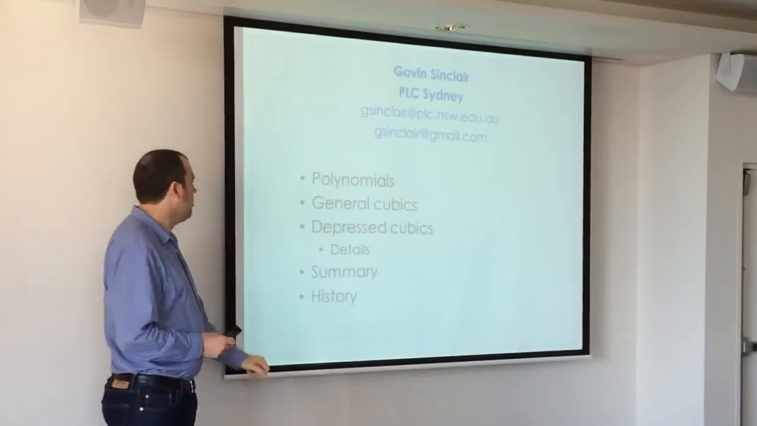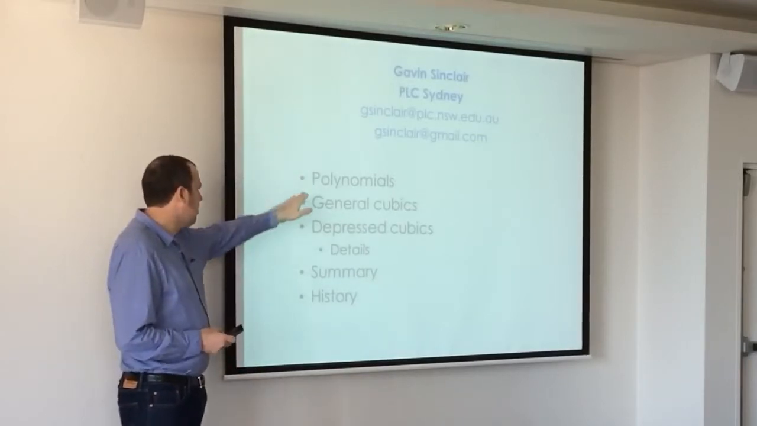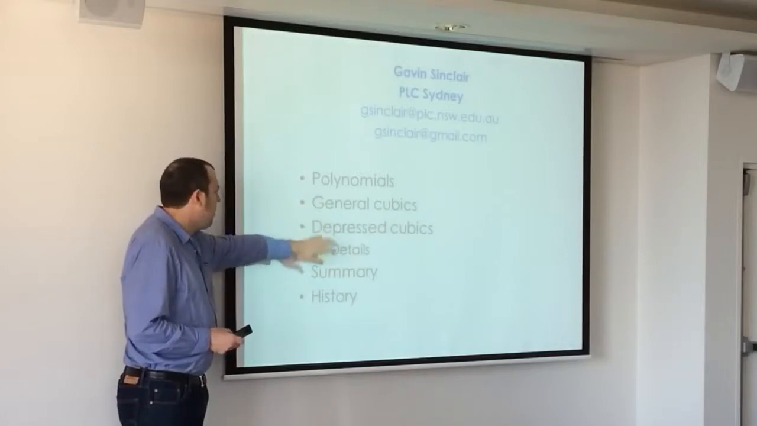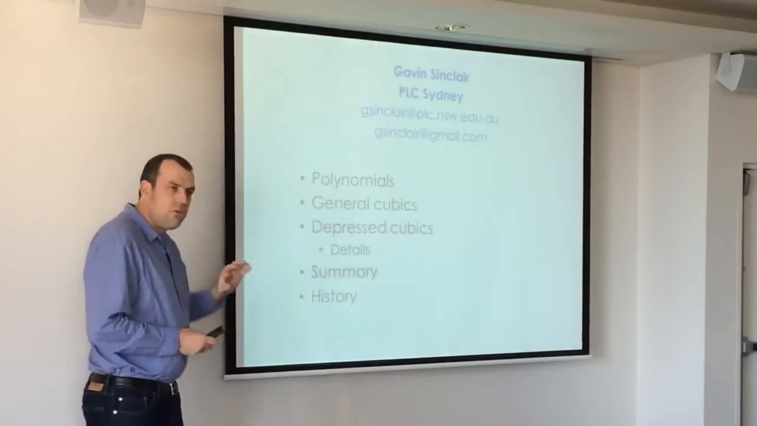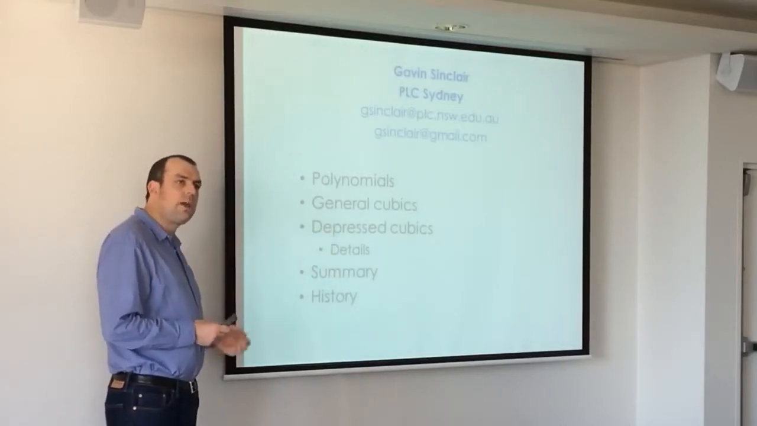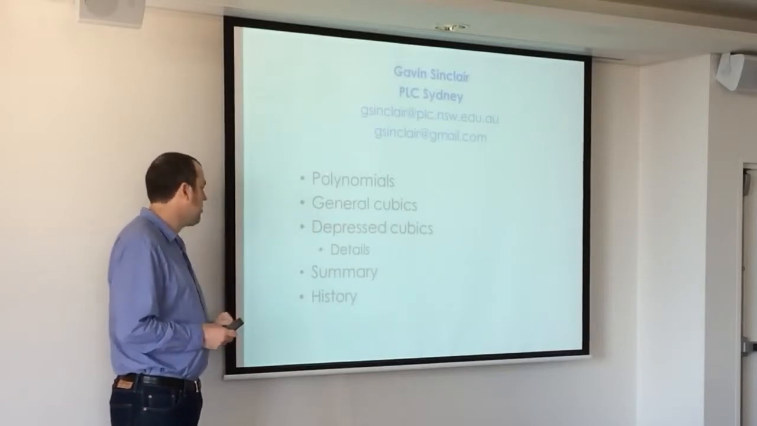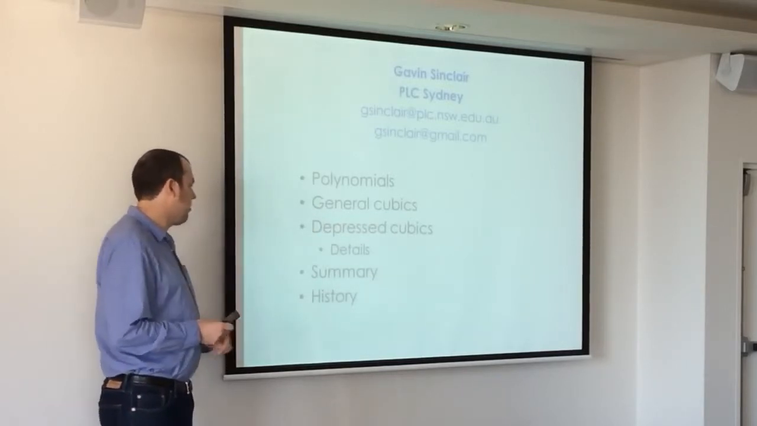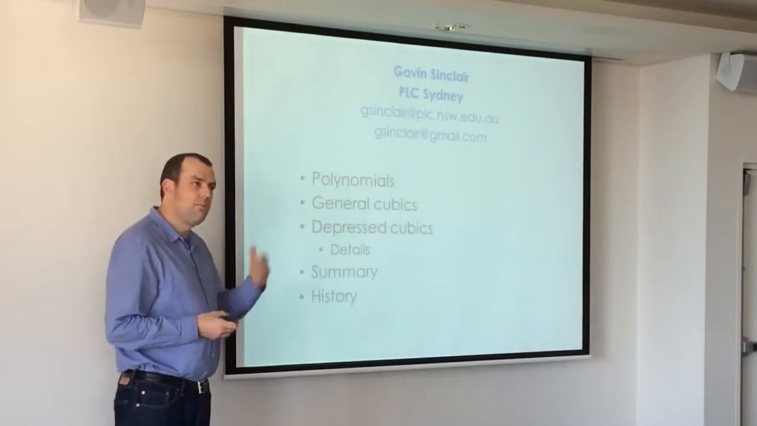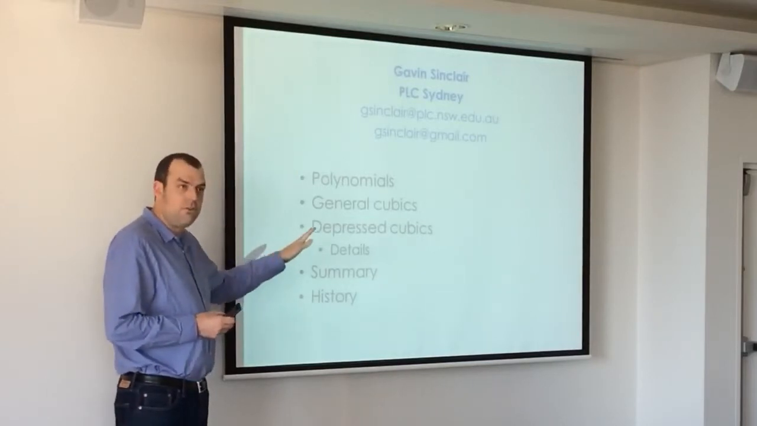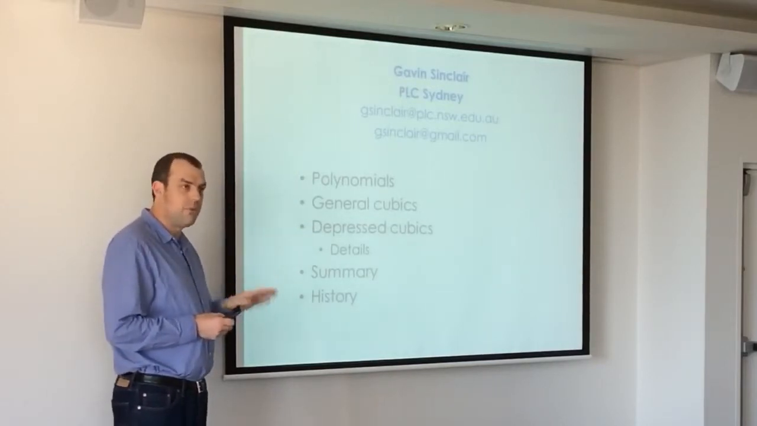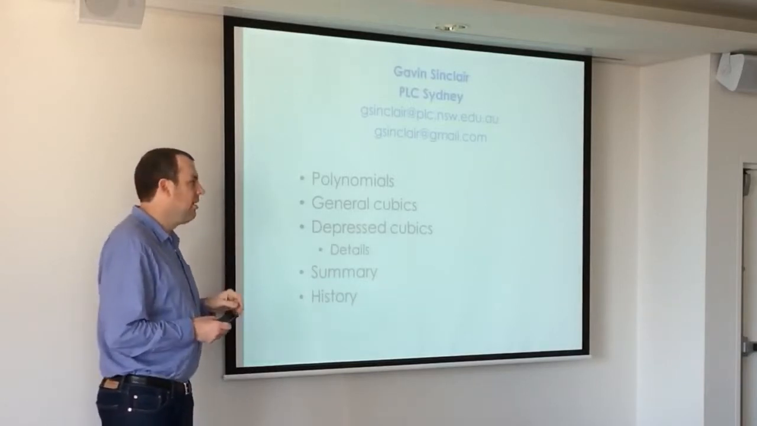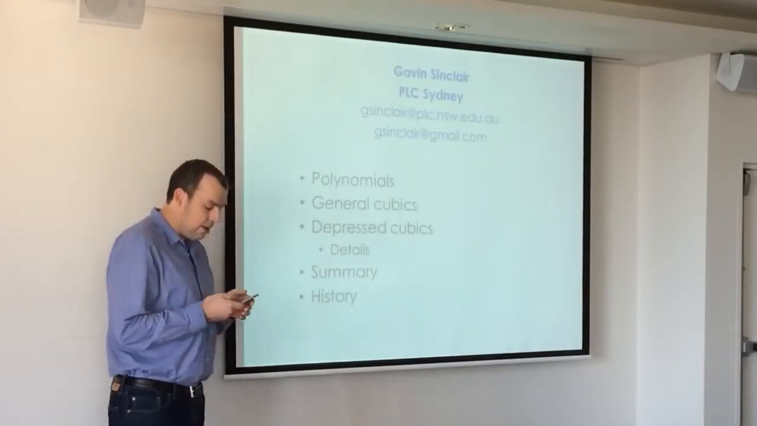Overview of the talk. We're briefly on polynomials, sort of numerical examples, quick information on cubics. Then we'll get into the details. Bit of a summary because it will be very difficult to keep track. I promise you this will be difficult. And then we'll get into the history.